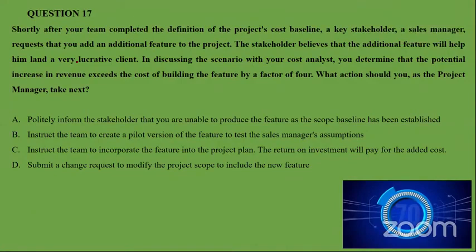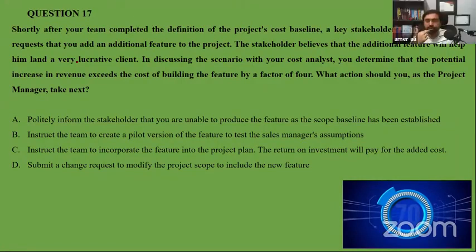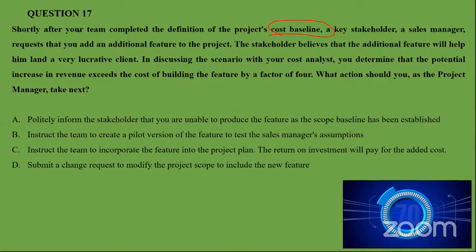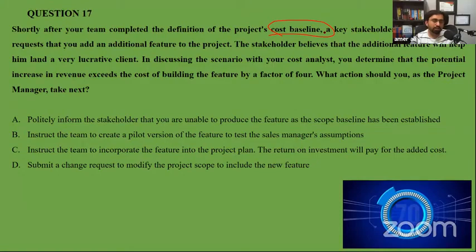But in agile, by default, should we consider it agile? No, this is predictive. It's not agile. In agile, we don't have a cost baseline. It's a hybrid or predictive question. It's straightforward. It says the cost baseline. We have a product backlog in agile, not a cost baseline. And the second thing is the question says a key stakeholder. It's another keyword that we need to look at. A key stakeholder is asking about that thing. Okay, thank you.